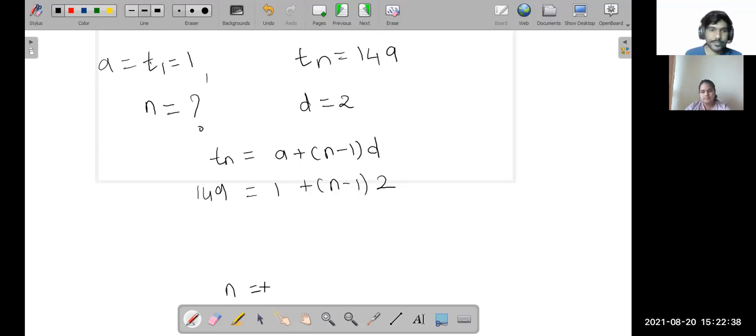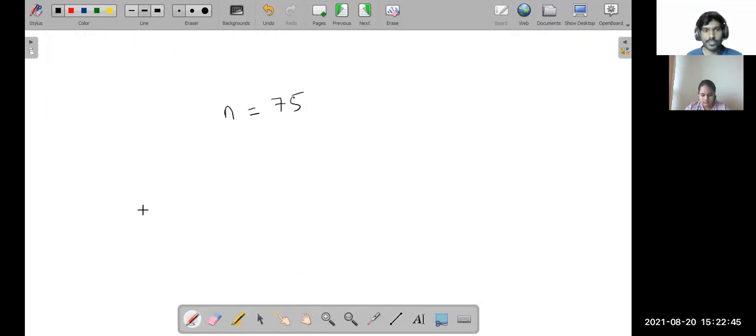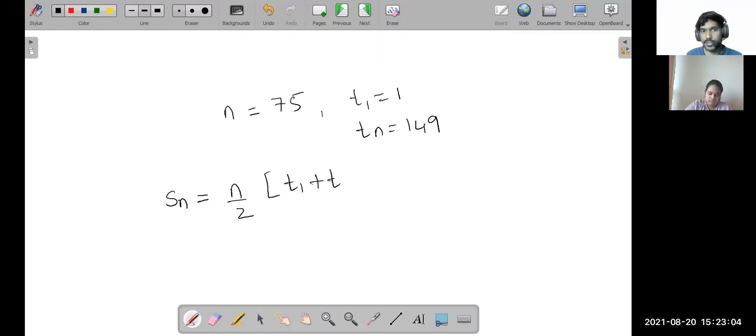Correct. So now you got n to be 75. Now you have all the values to substitute. So let's use the Sn formula. n is 75, T1 is 1, Tn is 149. Now you just have to substitute it in this. So n upon 2, T1 plus Tn. So S75 will be 75 upon 2, here 1 plus 149.